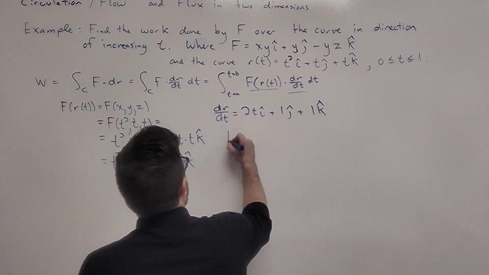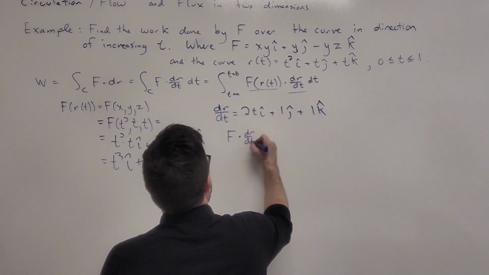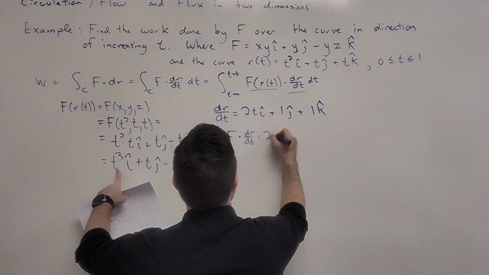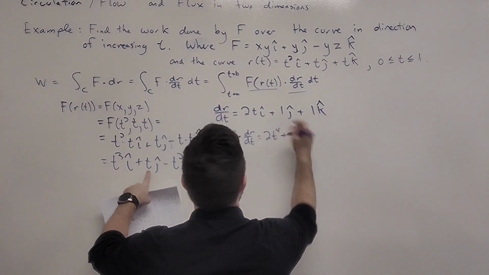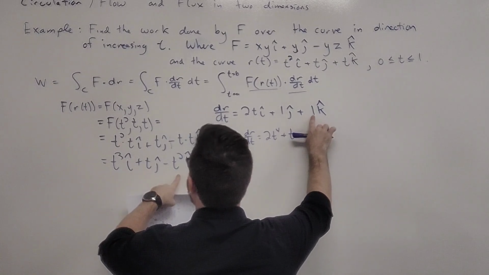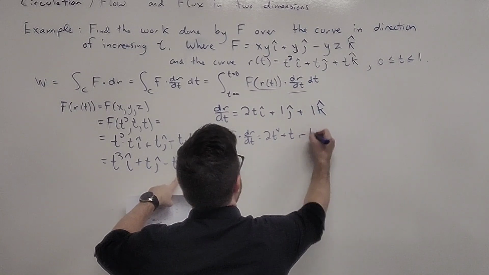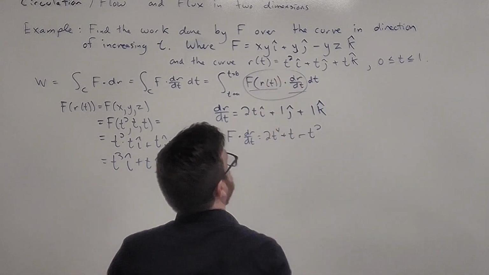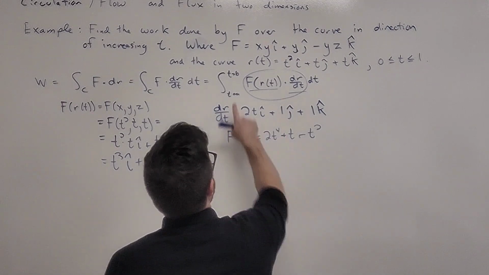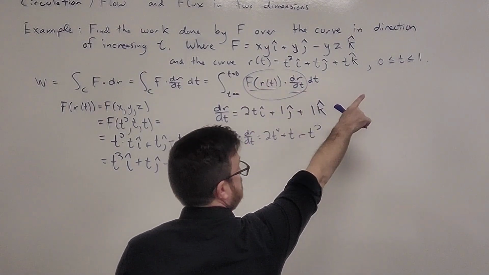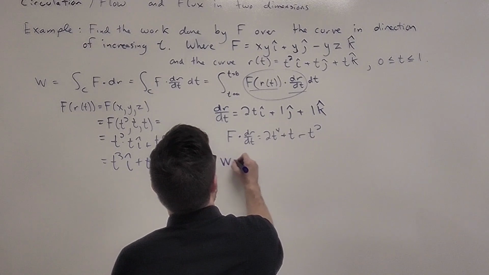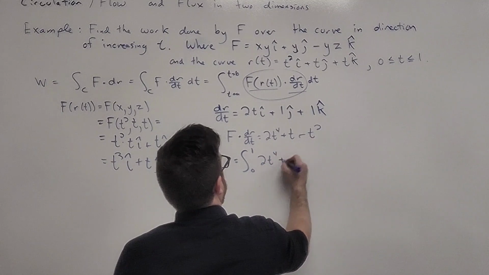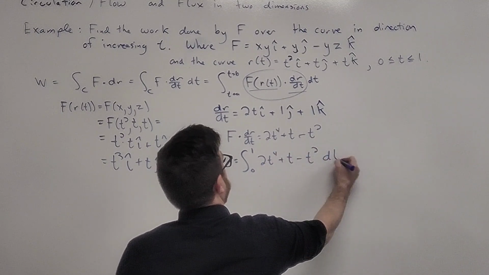So taking their dot product, F dot dr/dt, is going to be multiplying their corresponding components. So t cubed times 2t is going to be 2t to the fourth, plus 1 times t, plus 1 times minus t squared. So this is going to be a minus t squared. And now we have this dot product, which means we can integrate this from t equals a to t equals b, so from 0 to 1. So our work is going to be the integral from 0 to 1 of this polynomial represented in t, so 2t to the fourth plus t minus t squared dt.